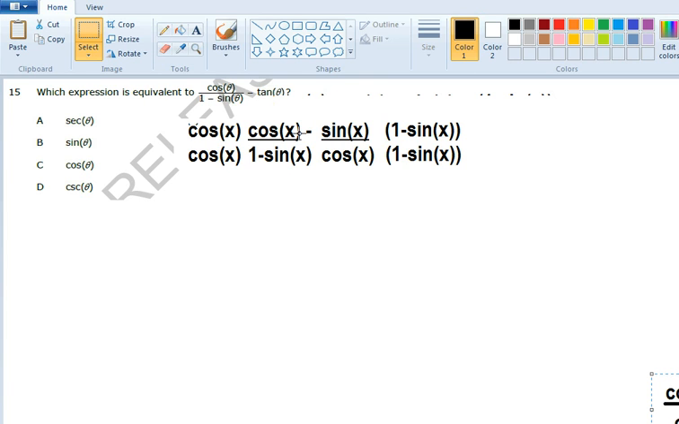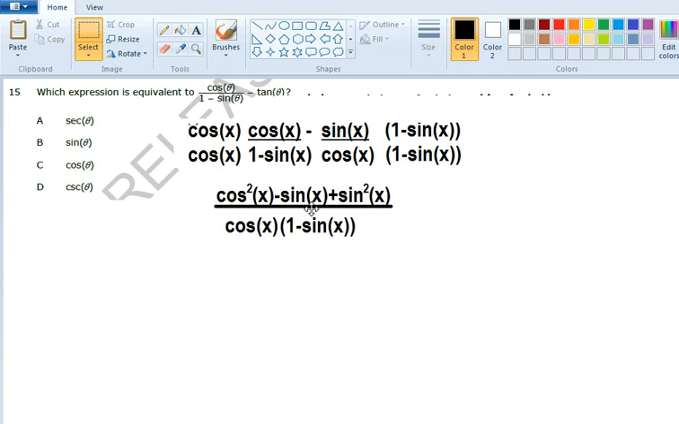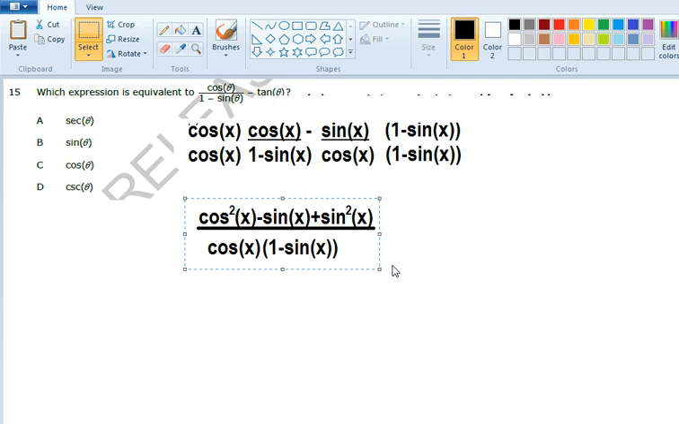We get cosine x times cosine x is cosine squared x minus sine of x times 1 minus sine of x is going to be this. So negative sine of x times 1 is negative sine of x, and negative sine of x times negative sine of x is positive sine squared of x. And in the denominator, we have cosine of x times 1 minus sine of x. I'm going to leave that like that for a moment. And if you don't, that's fine. Later you'll have to put it back, but that's fine.